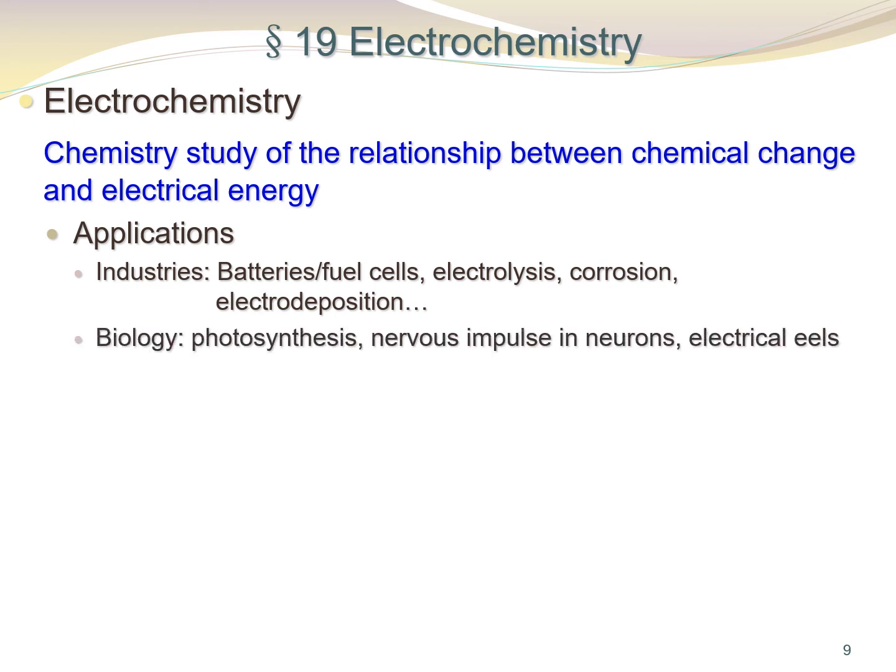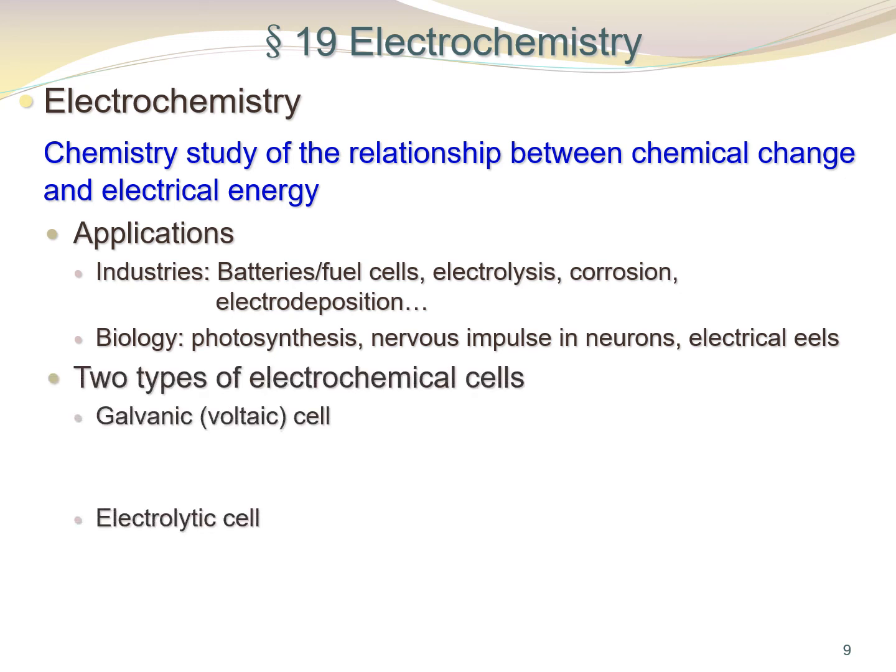So for example, photosynthesis or metabolism. As a matter of fact, in chemistry, we consider photosynthesis and metabolism as opposite reactions. And there's electric current going on between the neurons, the nerve cells, so there's a nerve impulse in the neurons, and some fish can actually use electricity to shock their prey, or as self-defense, like electric eels, all of which is an example of electrochemistry.